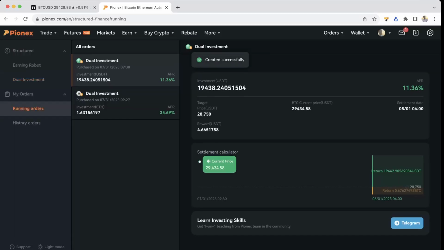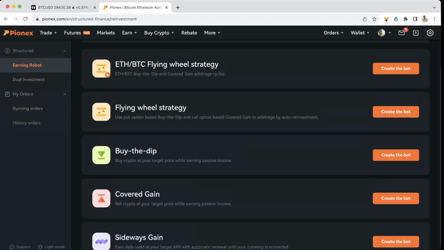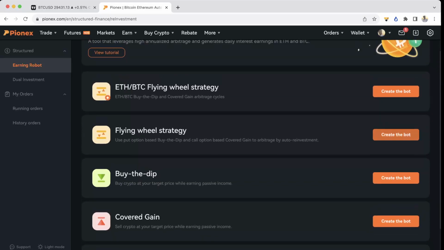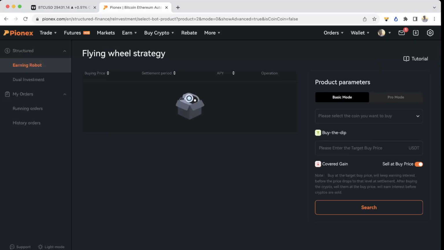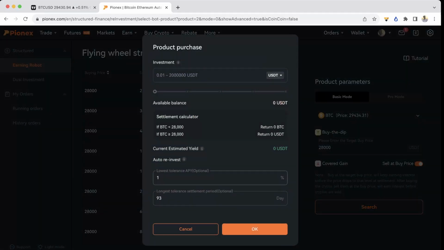So the final thing that I did need to mention is there is a way that you can actually automate an anchor type of strategy by using one of these. So what you could do is, I believe it is the flying wheel strategy. If you were to create the bot right here, you would say, hey, I want to buy Bitcoin. I only want to buy it at 28,000. And here you go. You could do it this way by buying here, and then you would put in the auto reinvest right here. I'd probably want to put that to no more than 3 days. Put that at 10, and there you go. You would be able to do it there.